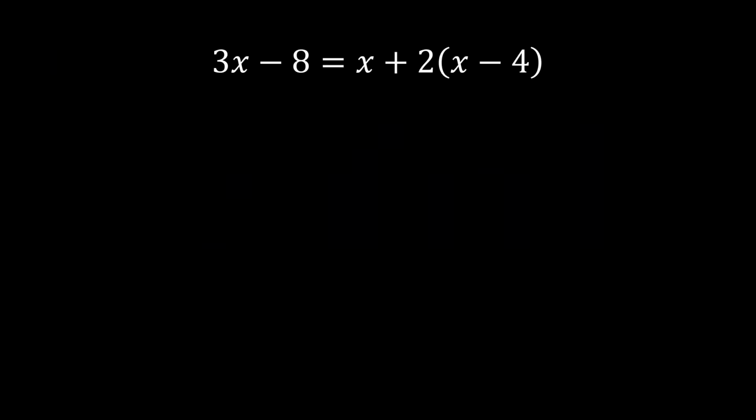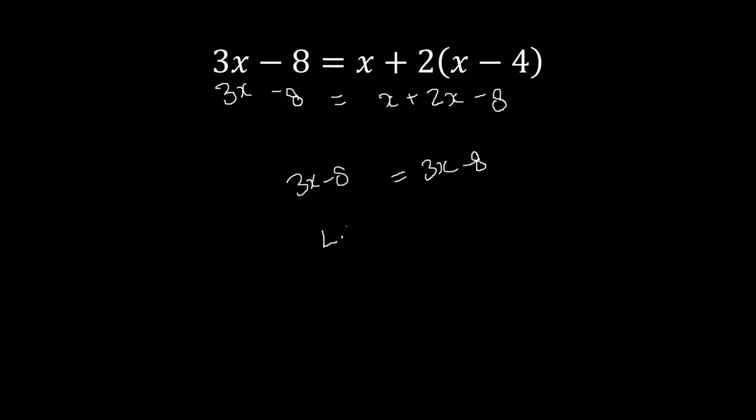We just simplify the given expression. The left side of the expression, 3x minus 8, is already in the simplest form. The right side could be written in the simplest form as 3x minus 8. So you can see that the left-hand side equals the right-hand side, which means that all the values of x, whatever we take from the real numbers, will satisfy this equation.